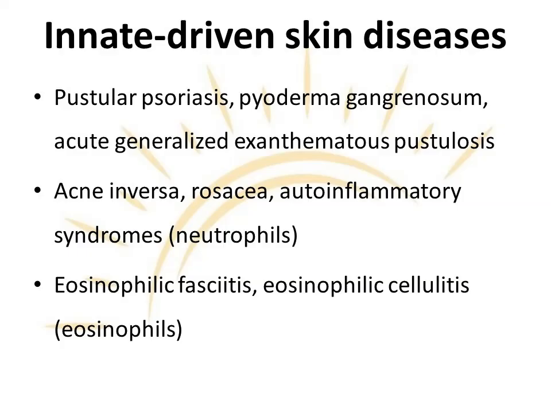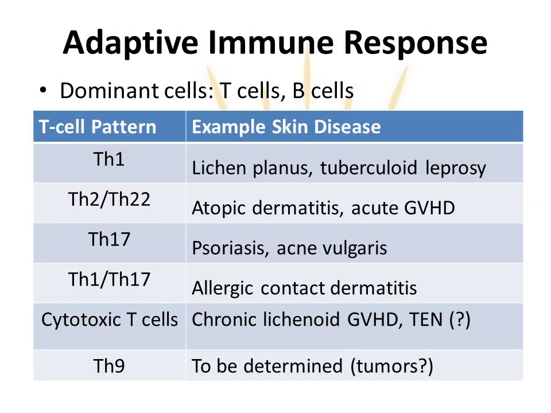Innate-driven skin diseases. Several inflammatory skin diseases are predominantly driven by innate immunity. These include pustular psoriasis, pyoderma gangrenosum, and acute generalized exanthematous pustulosis, AGEP. Other examples include acne inversa, rosacea, autoinflammatory syndromes, eosinophilic fasciitis, and eosinophilic cellulitis.